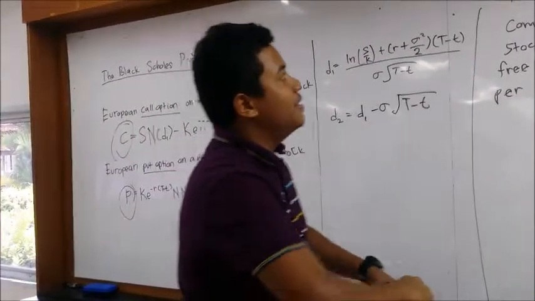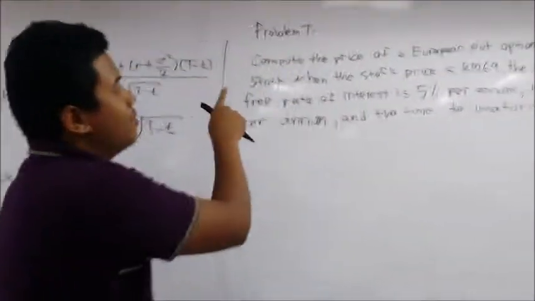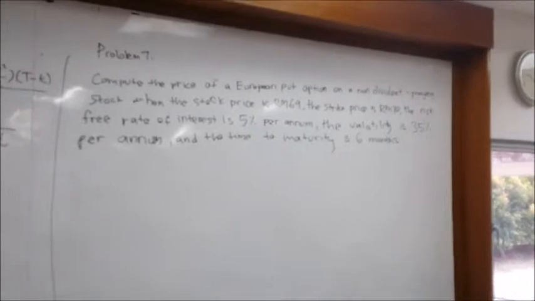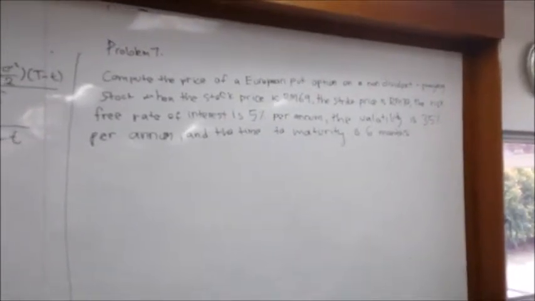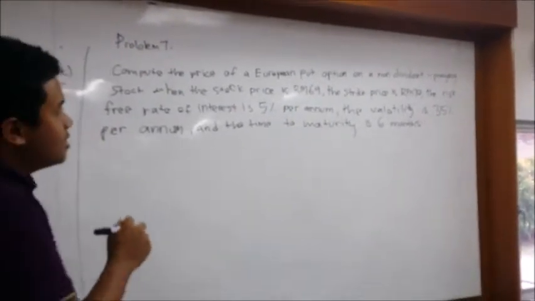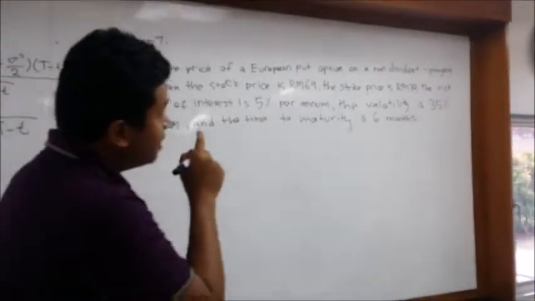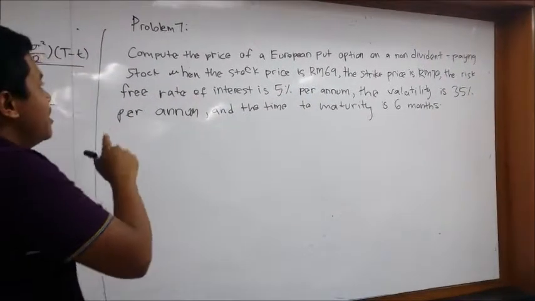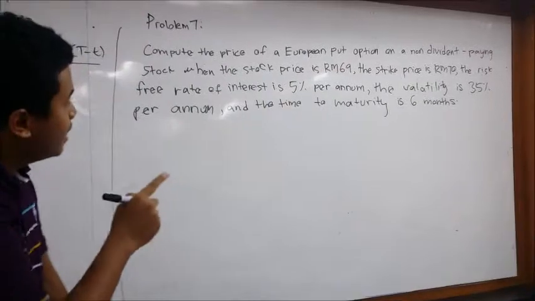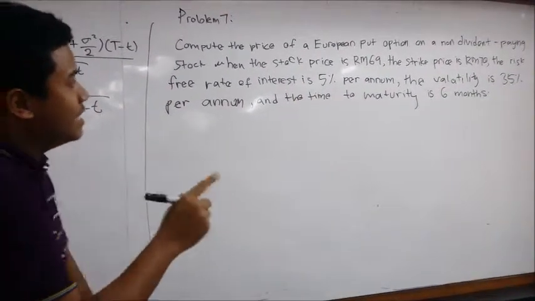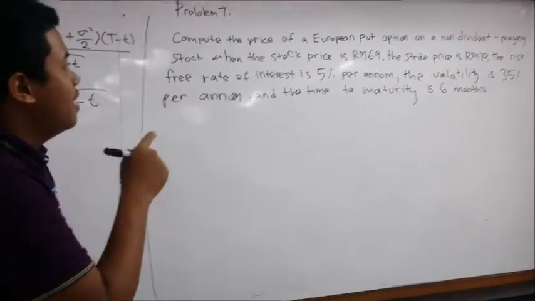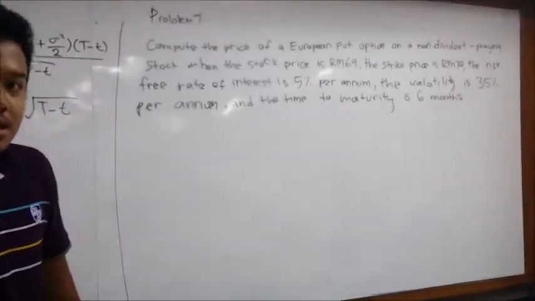Problem 7, let's read the question first. Compute the price of a European put option on a non-dividend paying stock when the stock price is 69 ringgit, the strike price is 70 ringgit, the risk-free rate of interest is 5% per annum, the volatility is 35% per annum, and the time to maturity is 6 months.